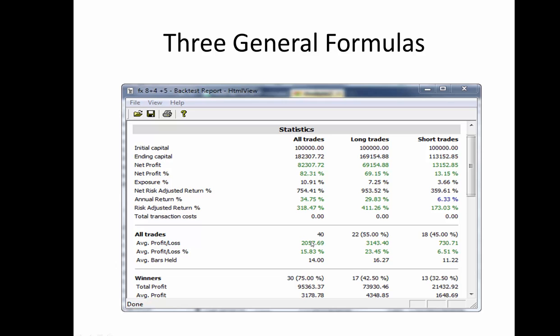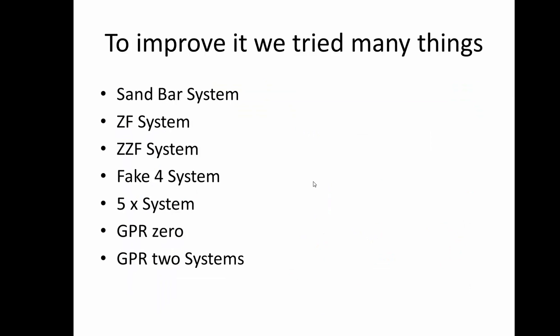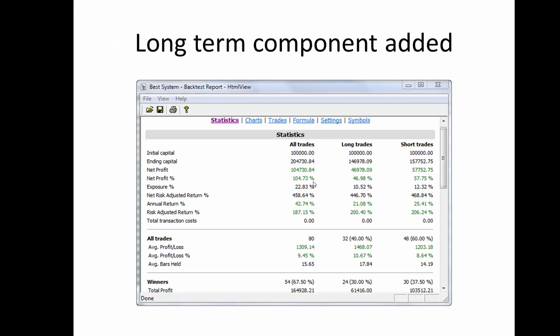What I did was I kept this because look at this, my exposure. This is the amount of time that my money is actually working, and it was only at 10.91%. So what I did was I took that threesome and I combined it. And I tried many different things. I tried the various systems that we brought up. And then we added a long-term component. And we said, well, what about a longer-term component? Because Andrew said, hey, my stuff works better on longer-term stuff. I said, okay. So we did that.